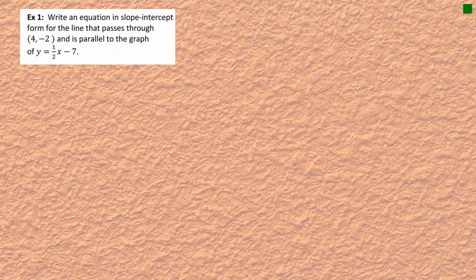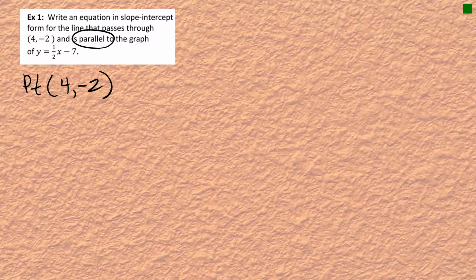All right, example 1. Write an equation of a line in slope-intercept form that passes through (4, -2) and is parallel to the graph of y = 1/2 x - 7. Well, they've given me some information to write my line. They've given me a point, so I have my point, which is (4, -2). So there's my point. But I need my slope to write a line. But they want it to be parallel. Well, on the last slide, we just said that parallel lines have the same slope.